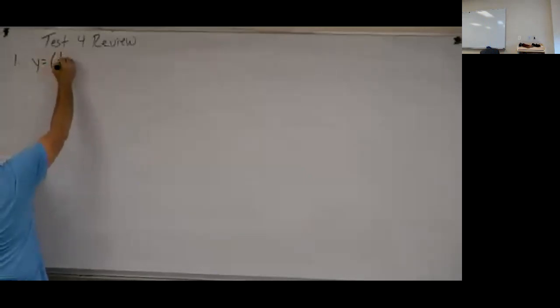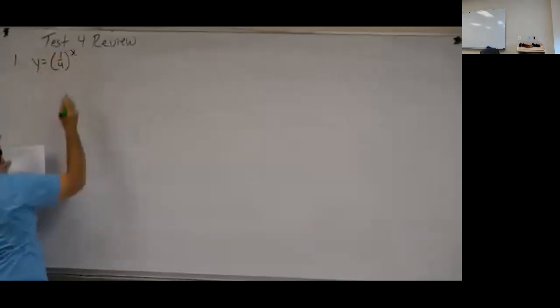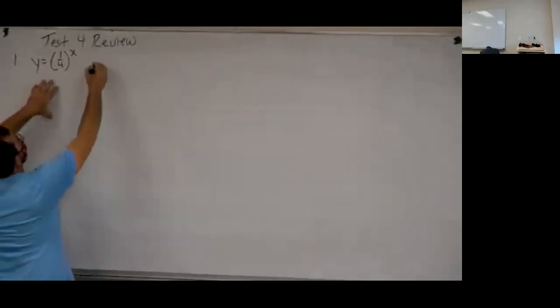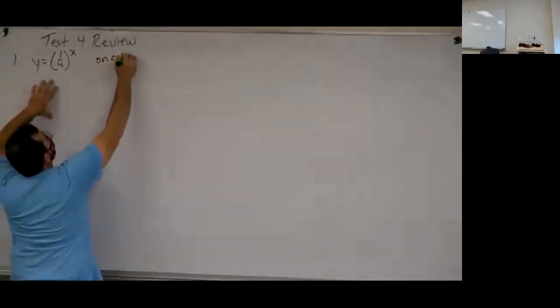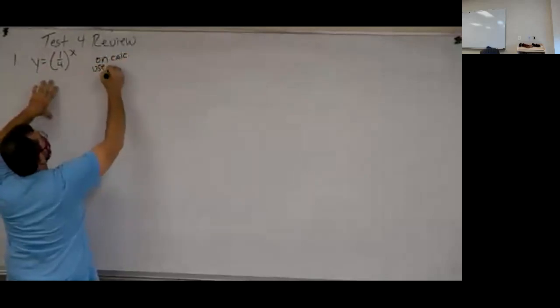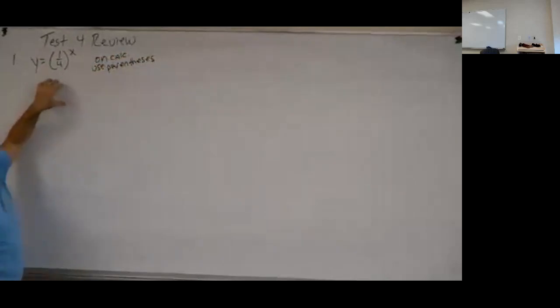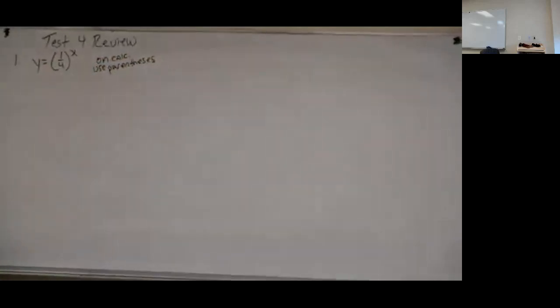So my number one wants me to graph the equation and then choose the correct graph. So y equals 1/4 to the x. Most of you are probably going to punch this on the calculator. If you do punch this on the calculator, use parentheses. Just like they got. Do your parentheses, 1 divided by 4, close them, and then hit it with that exponent, okay?